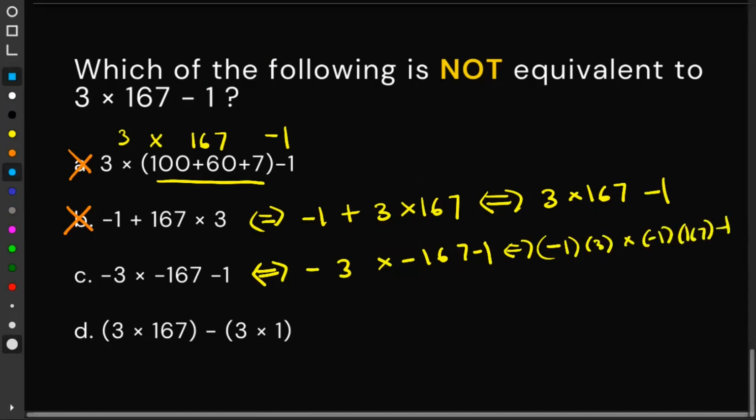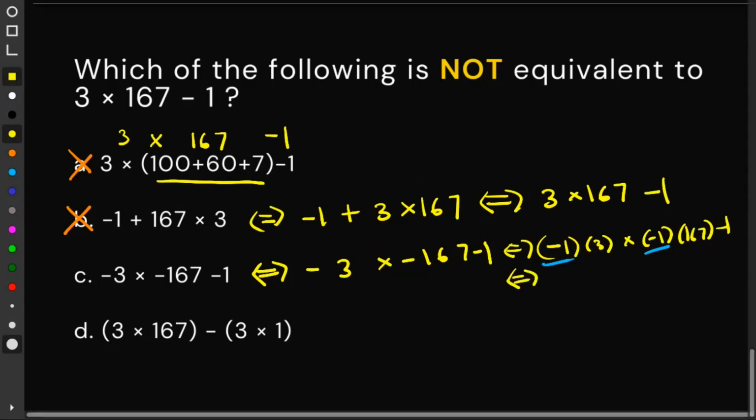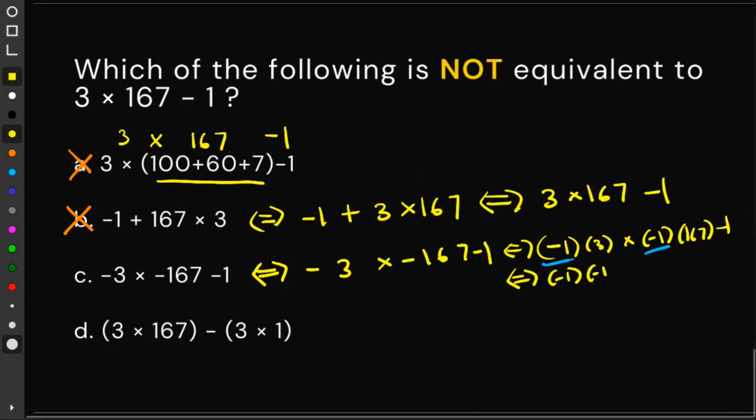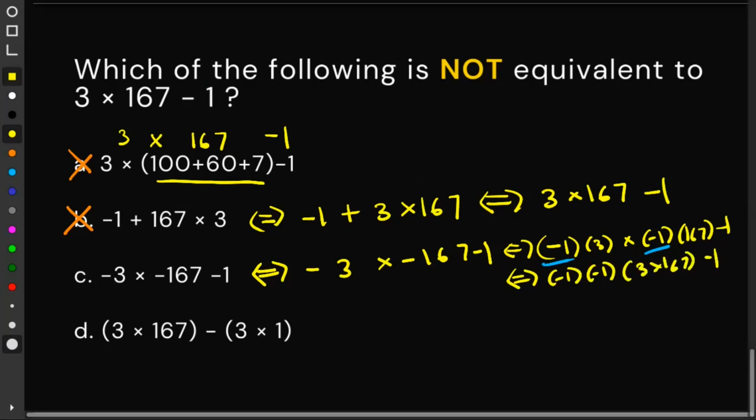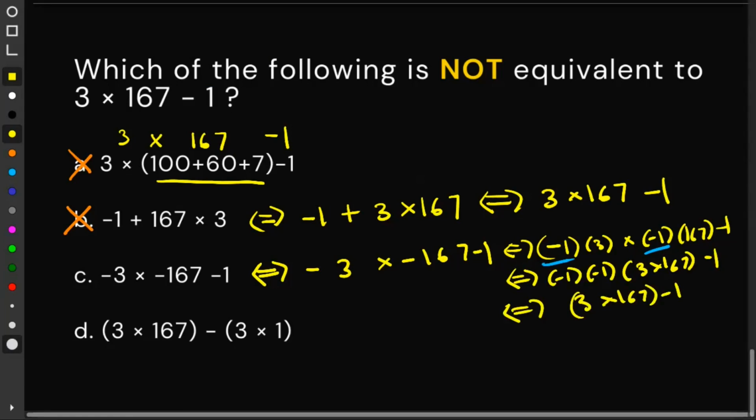Now note that -1 times -1 is actually 1. So when we multiply that one, since multiplication is commutative, we would have -1 times -1 times 3 times 167 minus 1, which would give us 3 times 167 minus 1. Or we could remove the parenthesis, since in this expression we still go with the multiplication first, so it doesn't matter if there's a parenthesis. So it's the same as the given.